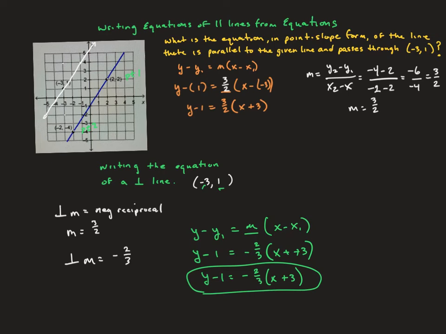And if I go to graph that, I'm looking at negative 2/3, so down 2, over 3, down 2, over 3, and there we go. There is my perpendicular equation of a line passing through point negative 3, 1.